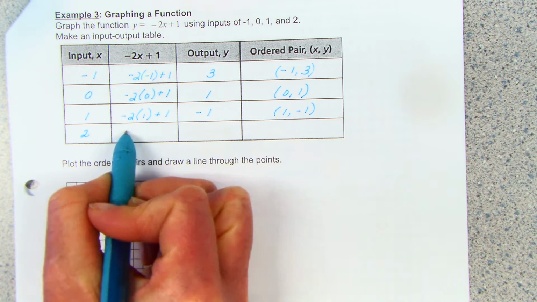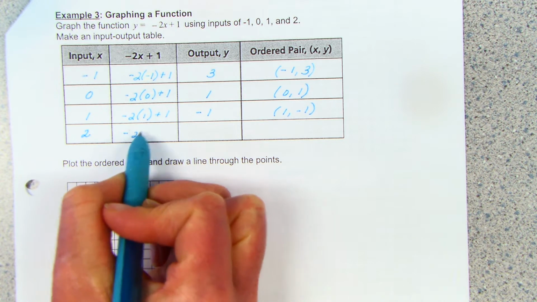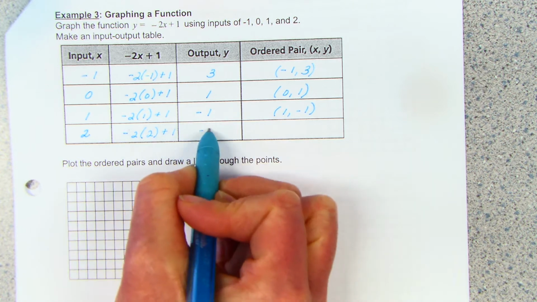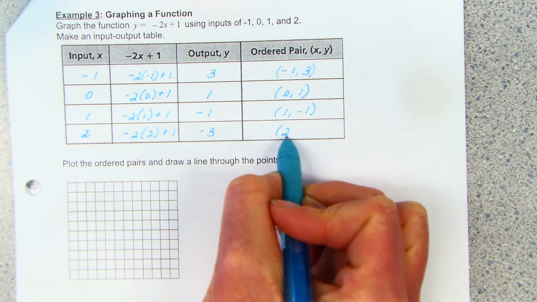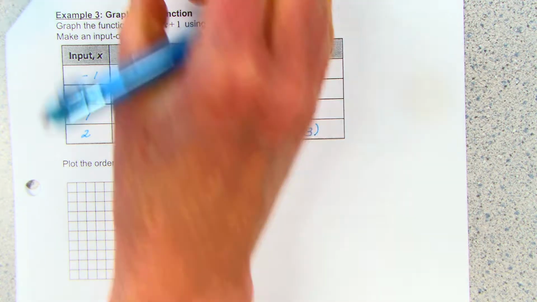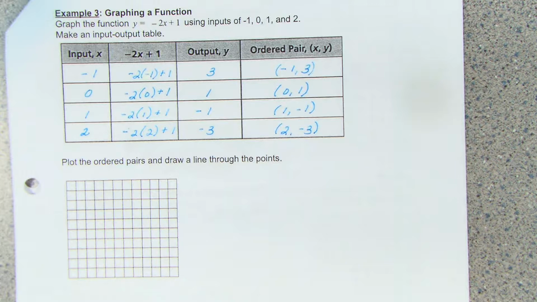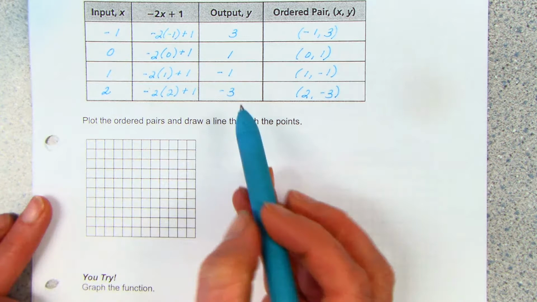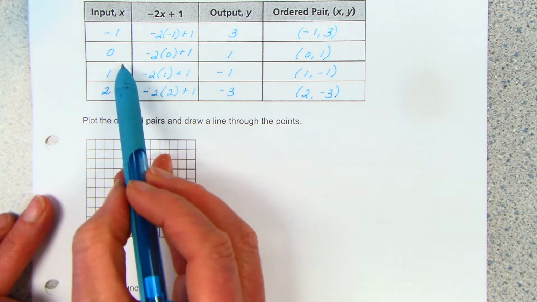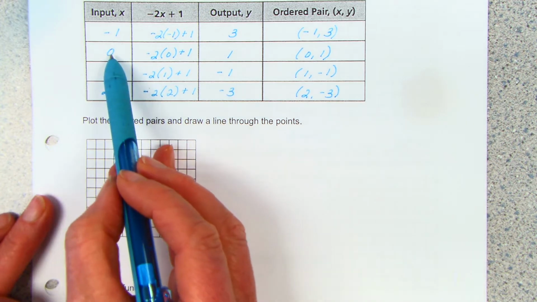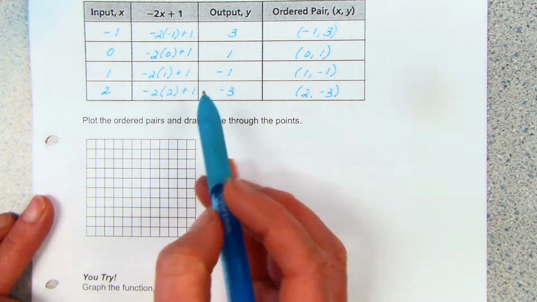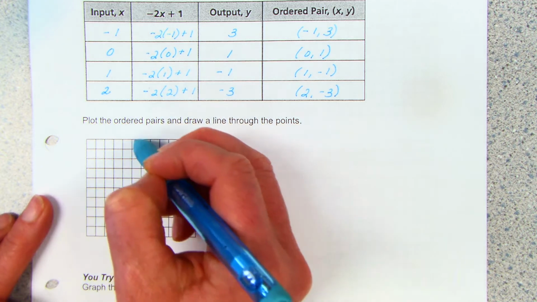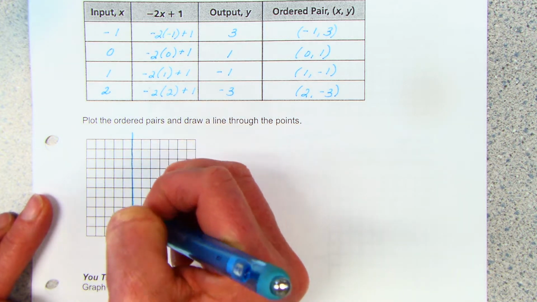And negative 2 times positive 2 plus 1. Negative 4 plus 1 is negative 3. Okay, and then we will plot points. Let's see. I've got x values from negative 1 to 2, and I've got y values from negative 3 to positive 3. So I think I need to do it kind of here in the middle.